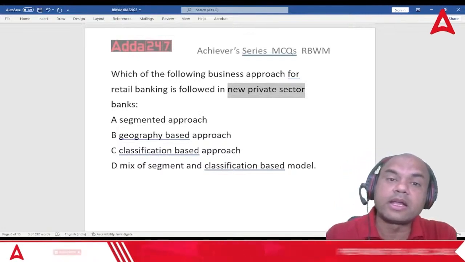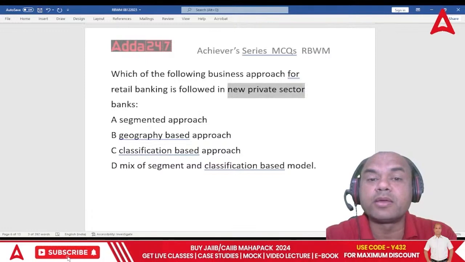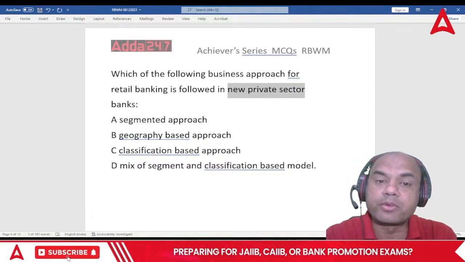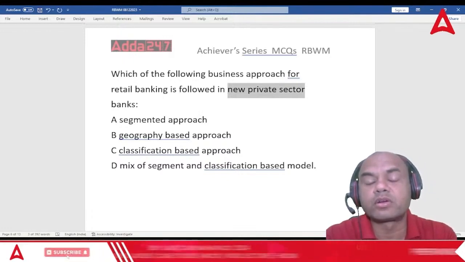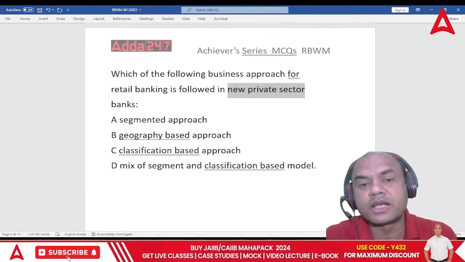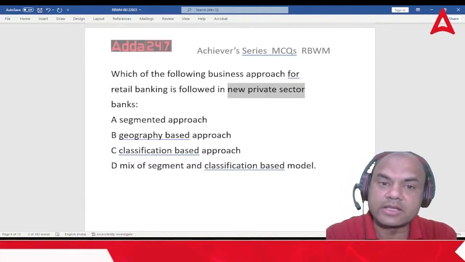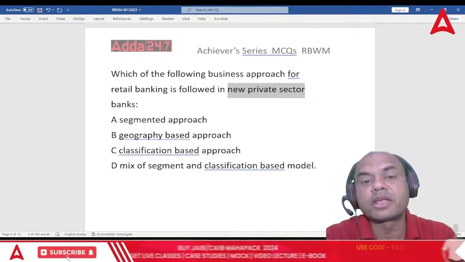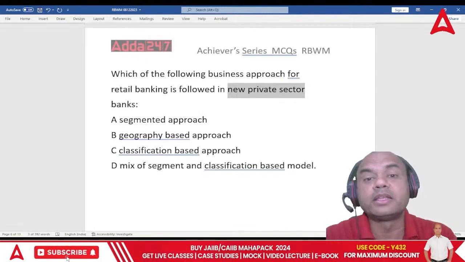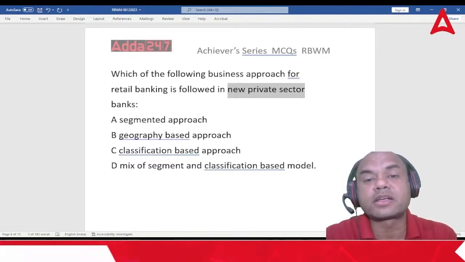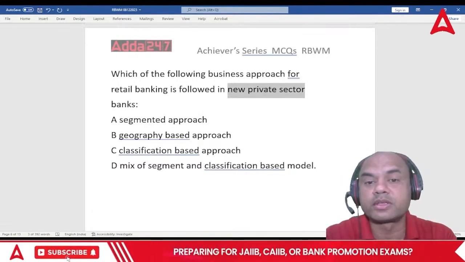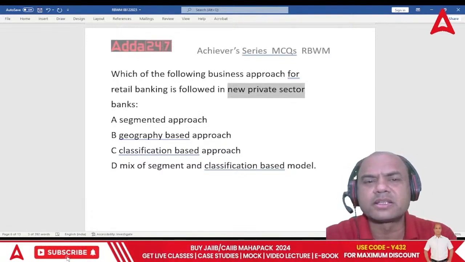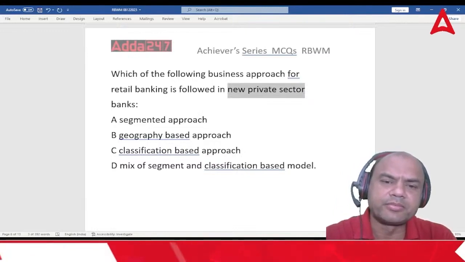Remember, the 1991 Narsimham Committee report was one of the game changers in the banking system. It changed the whole approach of banking. Earlier, almost 99% of all the banks were nationalized banks only. They were dominating the game. But in 1991, the Narsimham Committee gave the report that banking needs to be changed. For that, new private sector banks came in. In 1994, these banks came in generally. Some came in somewhat earlier also, but generally 1994.